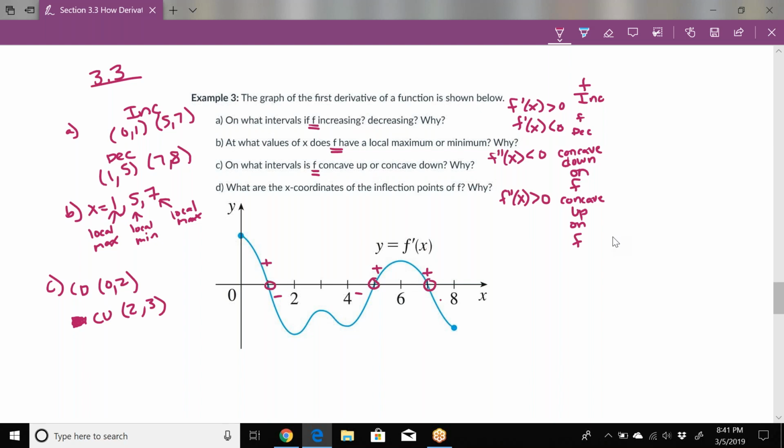Okay, and then from 3 to 4, we're going back down for our first derivative. So all those tangents are negative. That means that graph will relate back to being a negative f double prime. So that's going to be concave down again, from 3 to 4.